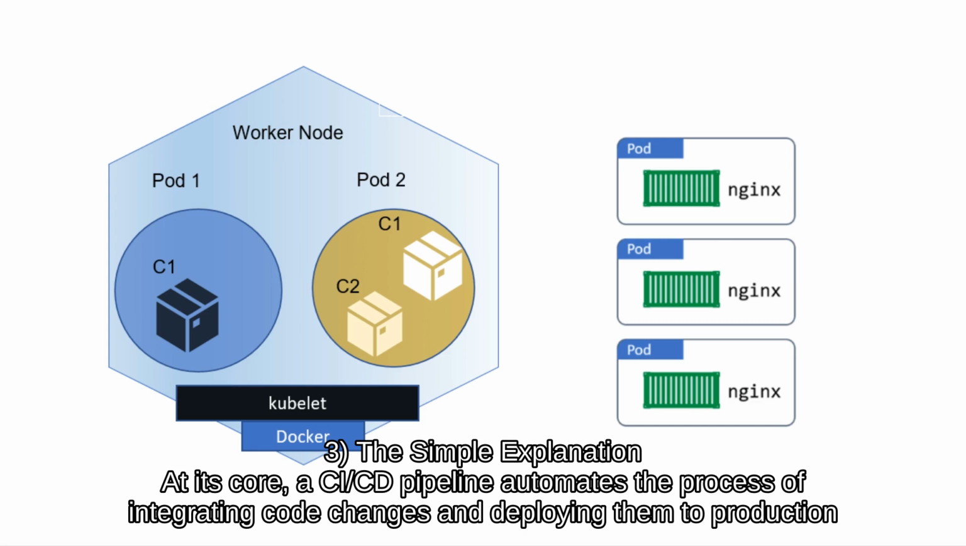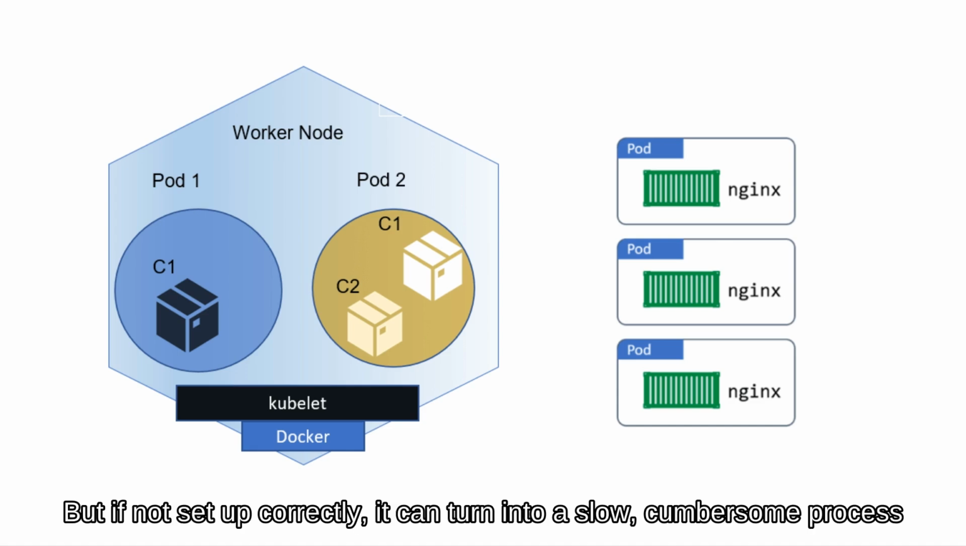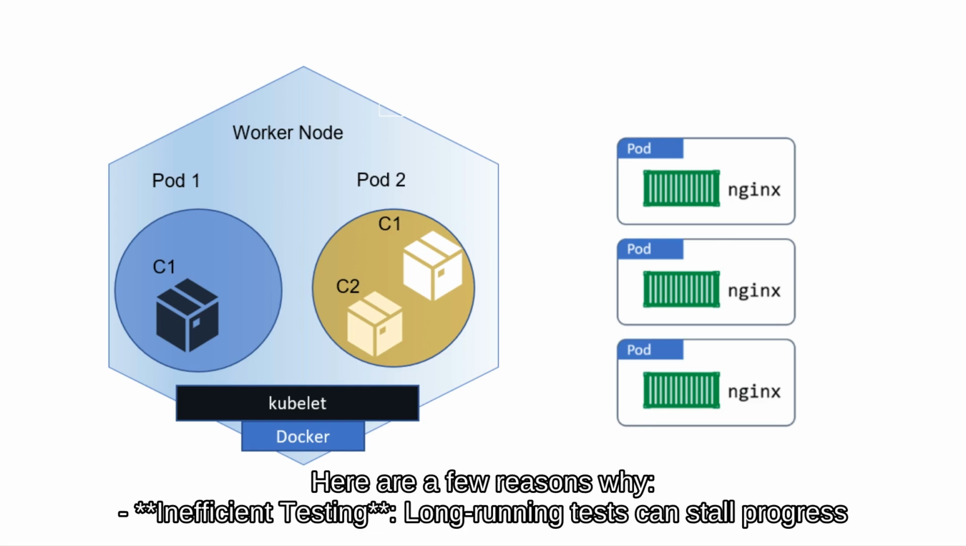The simple explanation at its core: a CI/CD pipeline automates the process of integrating code changes and deploying them to production. It should enable quick feedback loops. But if not set up correctly, it can turn into a slow, cumbersome process.